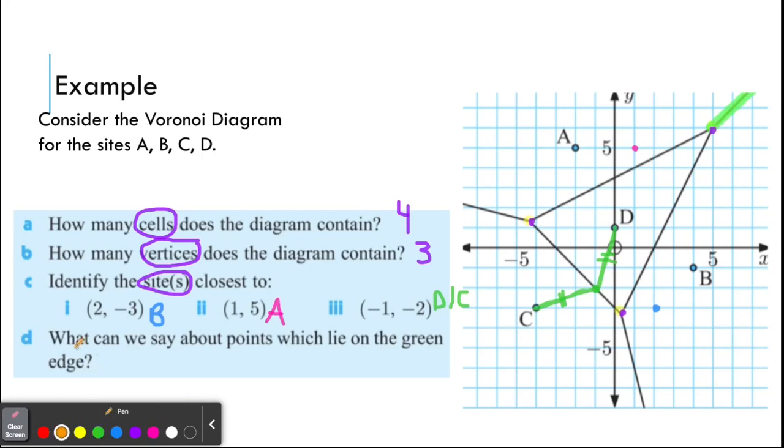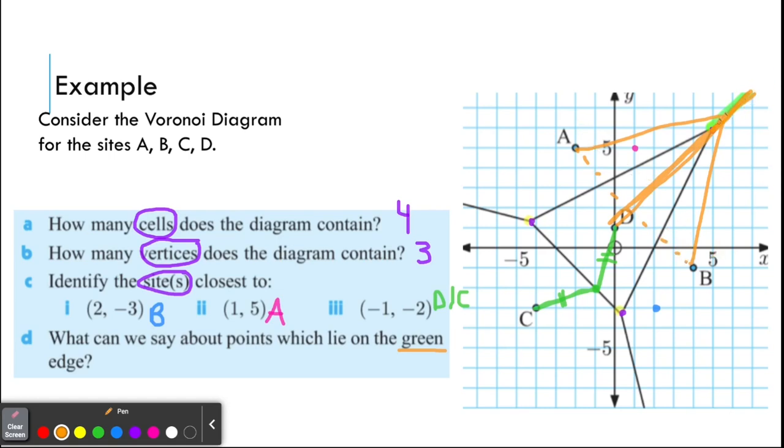Next question. What can we say about points that lie on the green edge? The green edge, you can see it up here. Well, this edge was created because it's the perpendicular bisector between A and B. So if you would continue this line straight, you would notice that in fact it does perfectly intersect A and B perpendicular, right? So it's a perpendicular bisector.